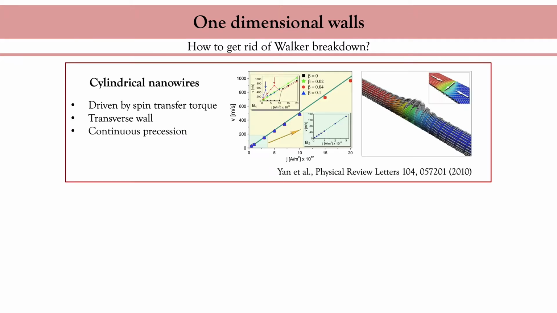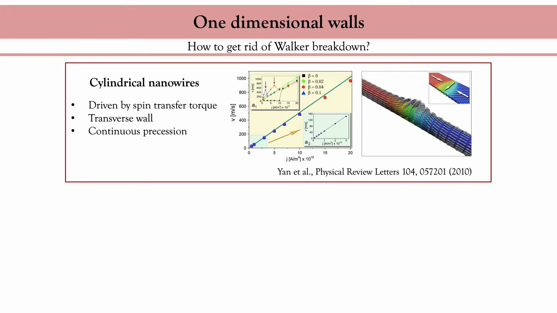Ricardo et al.'s team proposed to use a cylindrical nanowire. In this system, the domain wall is transverse, as indicated in the picture, and a continuous precession occurs. Since the cross-section is cylindrical, this precession does not cost any energy, and no Walker breakdown occurs.